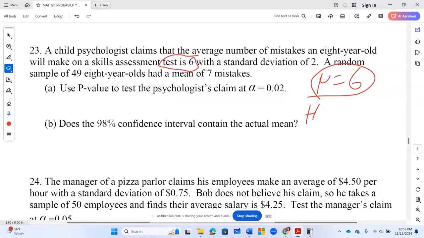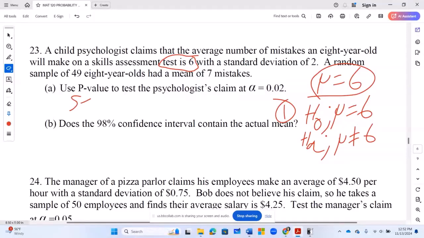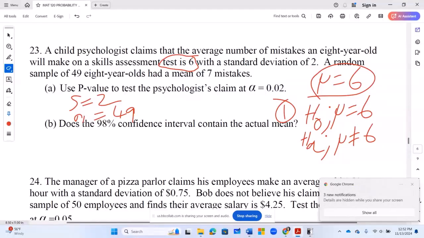Because of this, we're going to state the claim. Null hypothesis: mean is equal to 6. And therefore, alternative hypothesis: mean is not equal to 6. Because it's a two-tailed test, the alternative hypothesis will be not equal to. So what am I given? I am given the sample standard deviation is 2, and a random sample of 49. Okay, so sample size is 49, and the mean of this sample is 7. So X bar is 7.